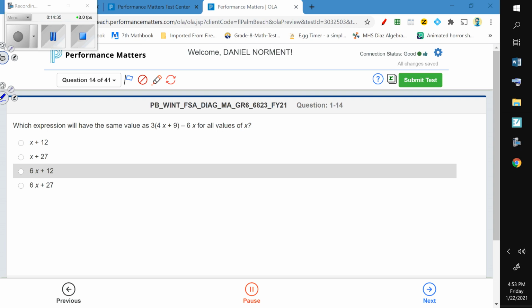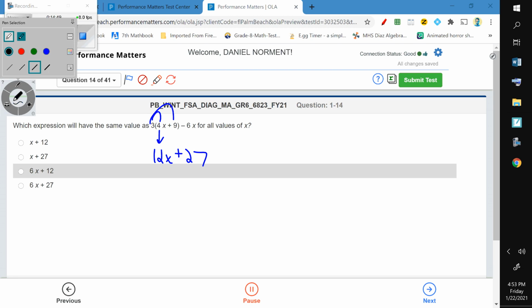Number 14. Same value as this for all values of x. Well, let me see. There are 4 answers, so only one is going to be right. Let me distribute. That's 12x. 3 times 9 is 27. Bring the plus down. And I already have the plus 6. So now, combine like terms. Can I take 12x plus 27? I can't, because you can't add a number with a variable to a number without. But I can combine these two. Those are both like terms.